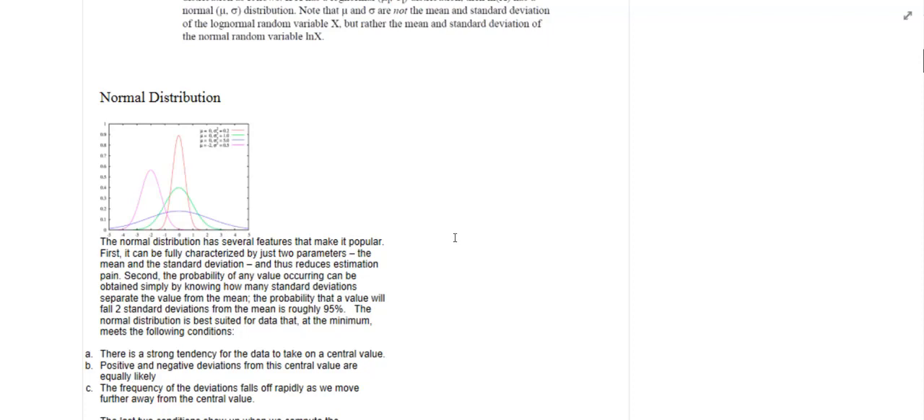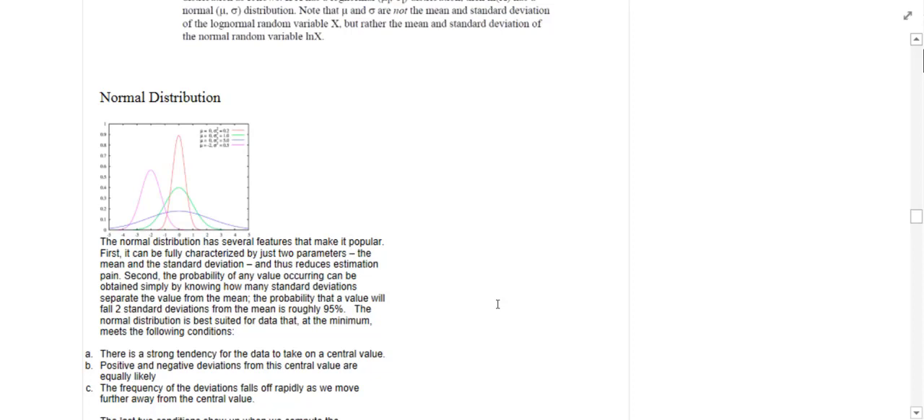A very strong tendency for the data to take on a central value, and you can see that clearly from these curves. The curves are all different, but you can see they're all symmetric about some mean, okay? And the second point, that the positive and negative deviations from the central value are equally likely. In other words, if I'm looking at this orange curve, the possibility of being over here on the positive side is equally likely as being over here on the negative side. Same thing if I look at this green curve, the likelihood of being here is the same as the likelihood of being here. Okay, so that's an important concept.